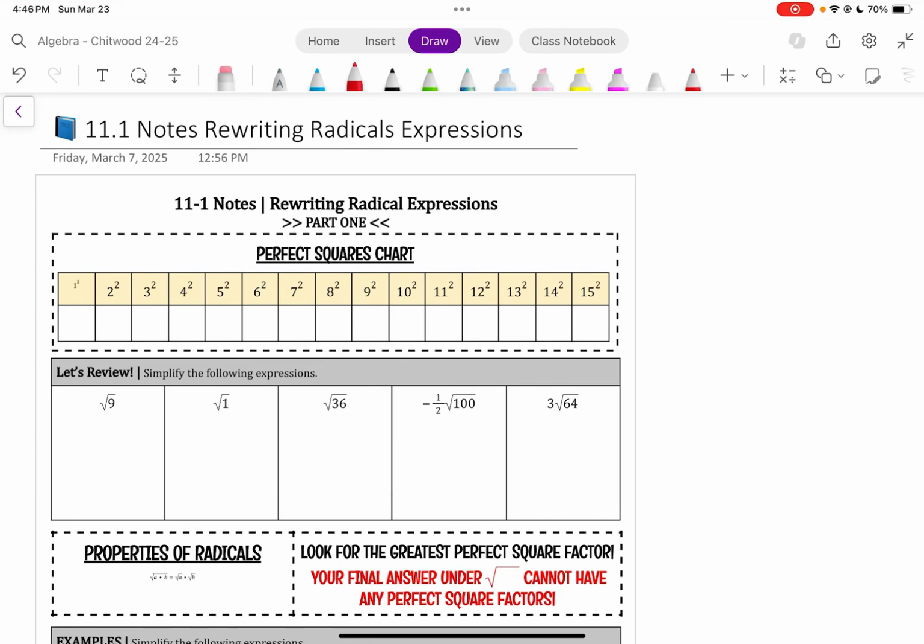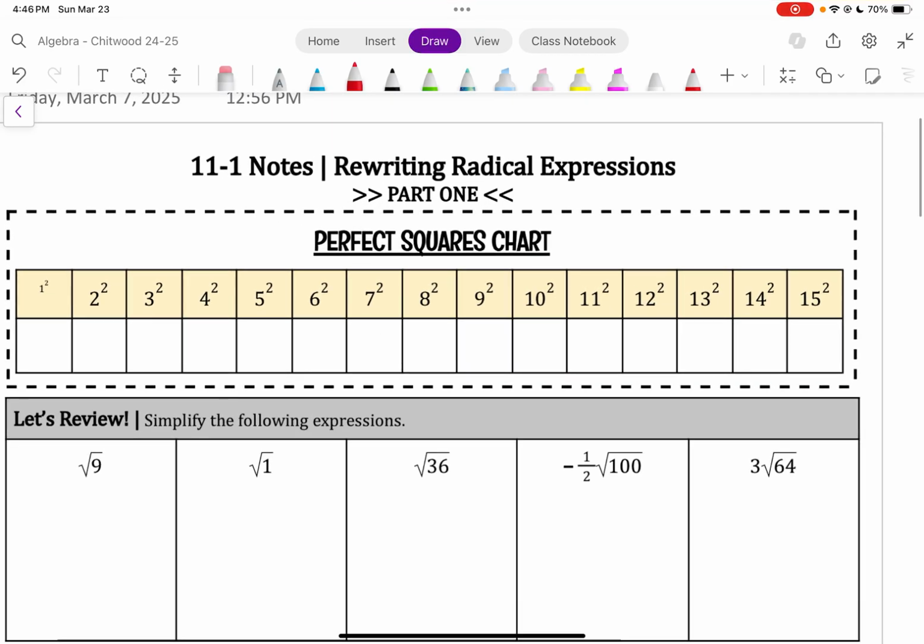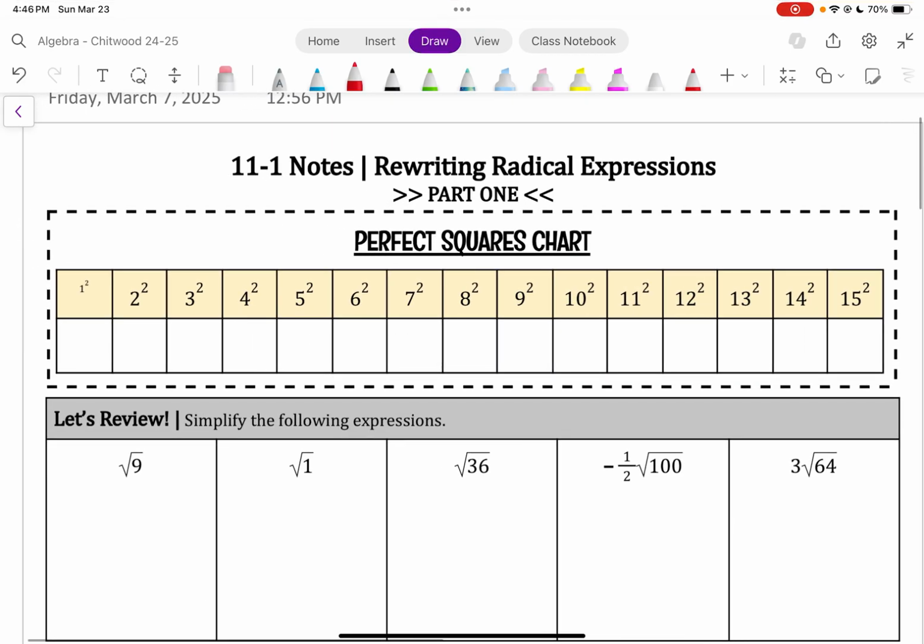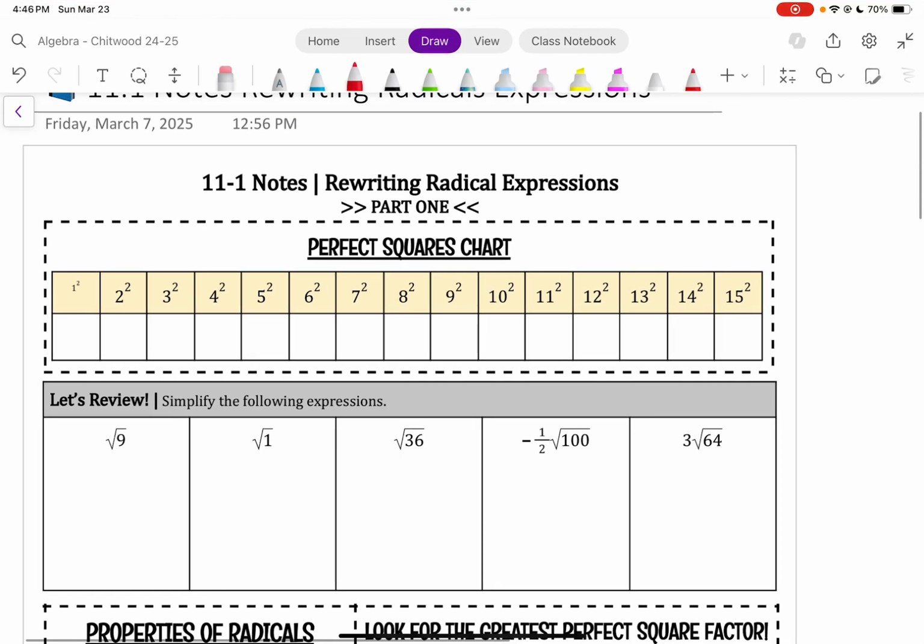Hello Algebra, today we're going to be doing 11.1 notes, which is rewriting radical expressions. So let's start off with just squaring integers. This should be all review.